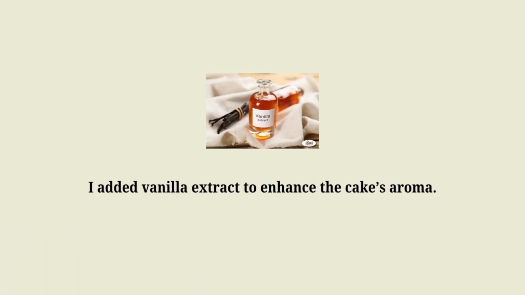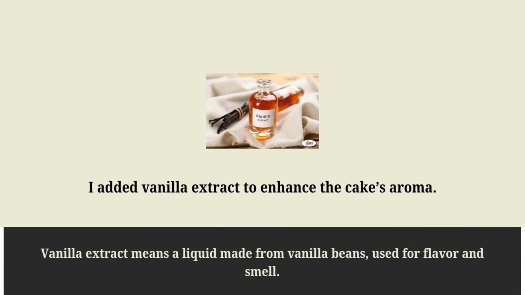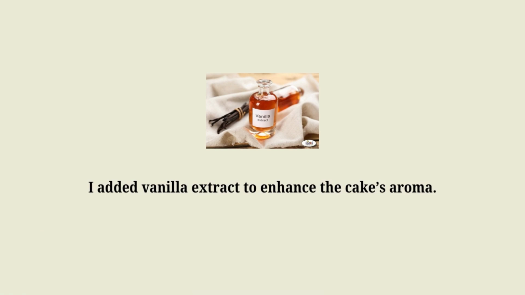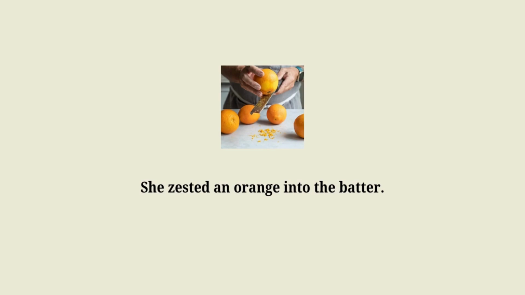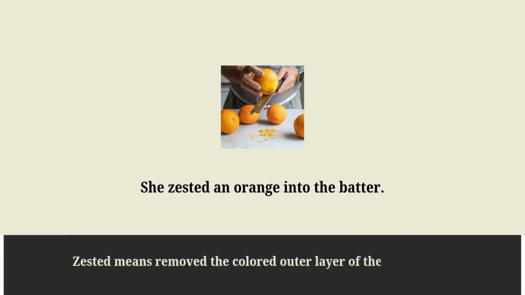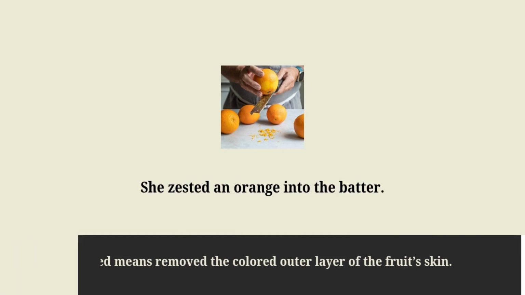I added vanilla extract to enhance the cake's aroma. Vanilla extract means a liquid made from vanilla beans, used for flavor and smell. And aroma means the smell of food. She zested an orange into the batter. Zested means removed the colored outer layer of the fruit's skin.